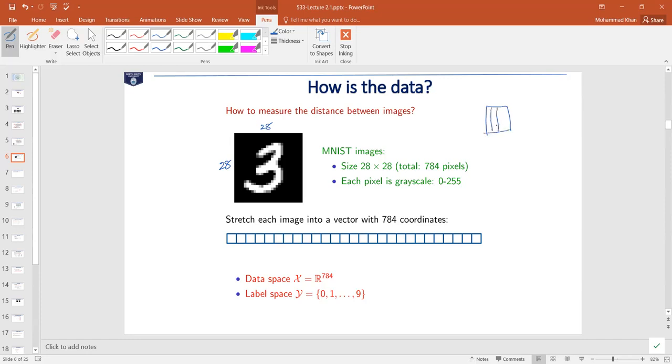Basically, it will have something like this: 28 columns and 28 rows. So in total there are 784 grid cells here, and each cell contains a number between 0 and 255. So it's an image of size 28 by 28, and because it has only one channel, that means it contains a grayscale image. It contains a black and white image.